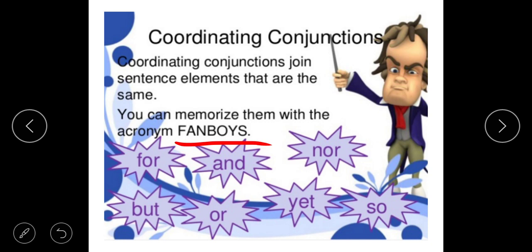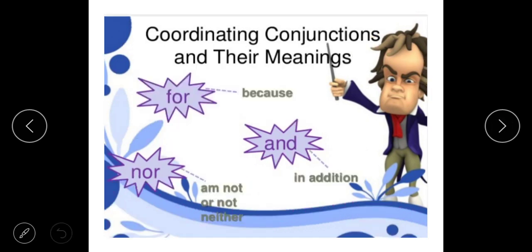F is for, A is for and, N for nor, B for but, O for or, Y for yet, and S for so. So FANBOYS is to remind us of the coordinating conjunctions. By this you can remember what coordinating conjunctions are when you have to search them out in a sentence.